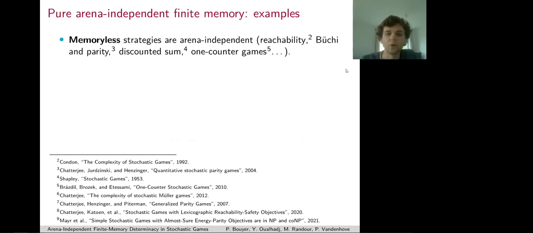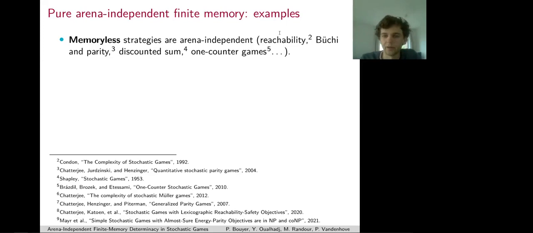A key observation in our work is that for many objectives from the literature, actually, pure arena-independent finite memory strategies suffice to play optimally. And I'll give here a few examples. So the first kind of examples are objectives for which pure memoryless strategies actually suffice. So memoryless strategies are simply strategies that do not remember anything about the past and that make their decisions just by looking at the current arena state. And they are a specific case of arena-independent finite memory strategies, since they can be implemented with the same trivial memory structure that just has a single state.